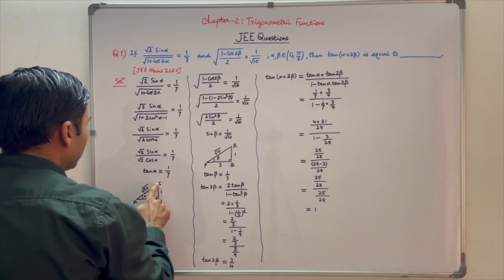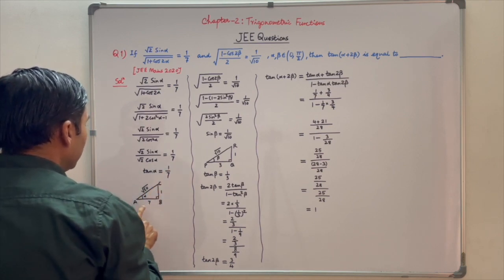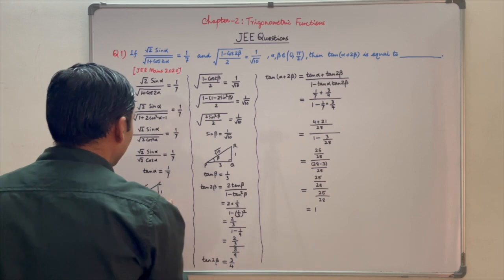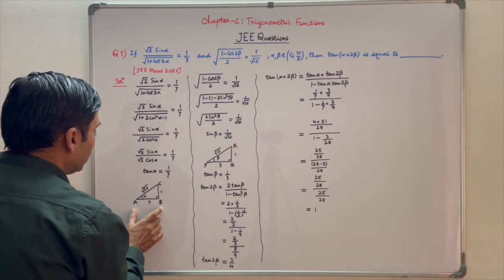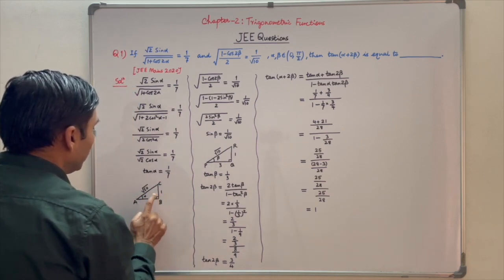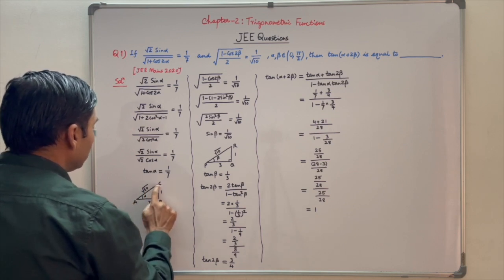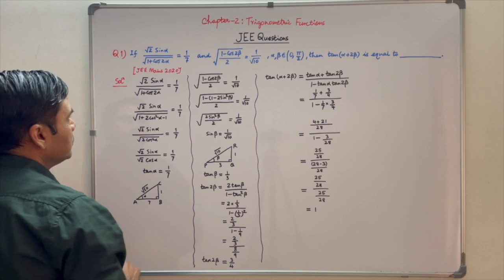Make a right angle triangle ABC, in which angle B is equal to 90 degrees and angle A is equal to alpha. BC is equal to 1 and AB is equal to 7, so that tan alpha is equal to 1 by 7. Applying Pythagoras theorem in this, AC is equal to under root 50.